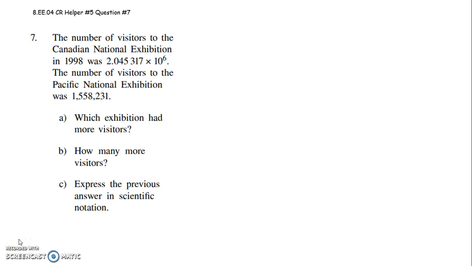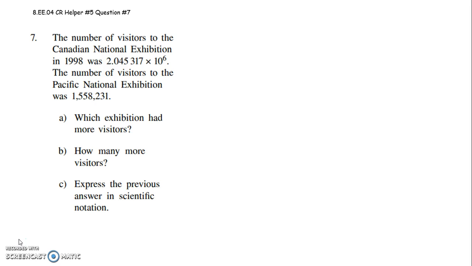Eighth graders, this is to help you with question 7 on CR number 5. It says the number of visitors to the Canadian National Exhibition in 1998 was 2.045317 times 10 to the 6th. The number of visitors to the Pacific National Exhibition was 1,558,231 people. Which exhibition had more visitors?